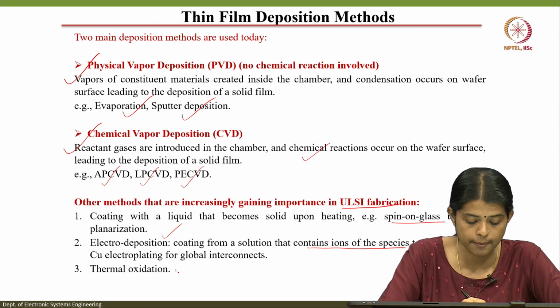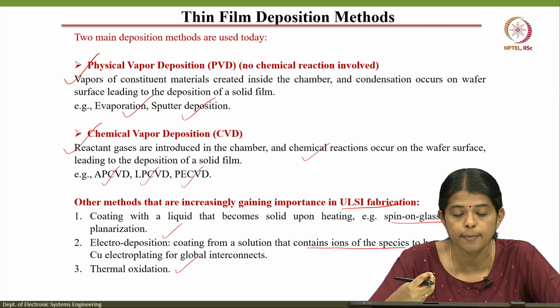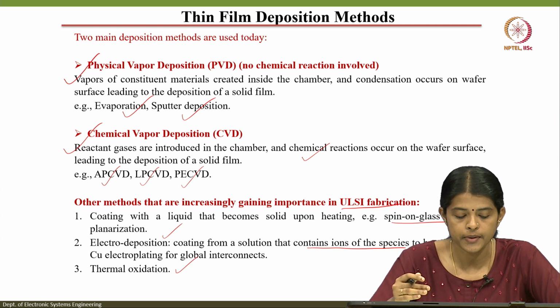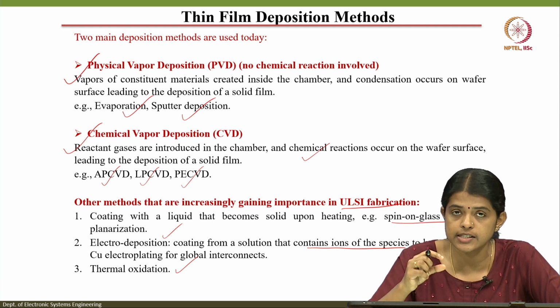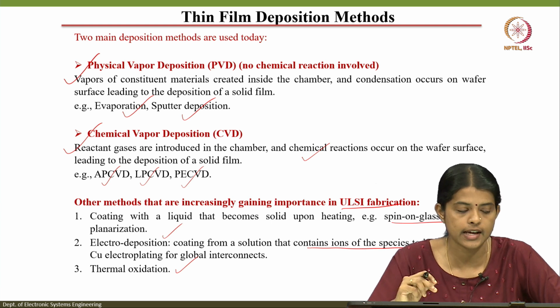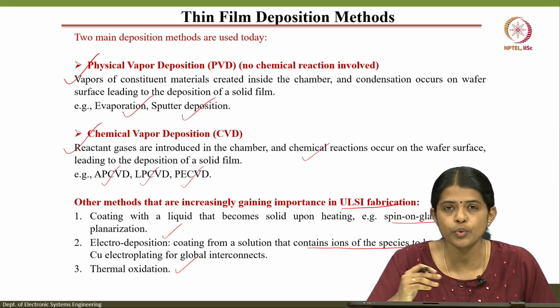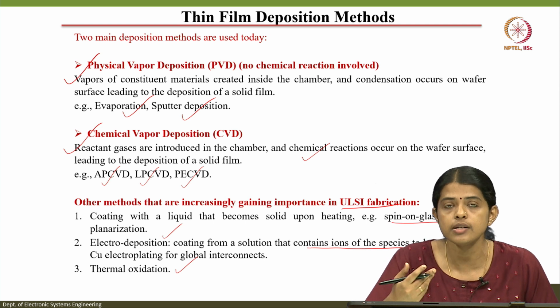Then we have learned about thermal oxidation as well. For example, if you are talking about silicon dioxide formation above a silicon wafer, we saw how a thermal oxidation reactor chamber looks like and how the process proceeds, consuming a certain amount of the substrate to realize a particular layer of silicon dioxide. So these are a few other techniques that are used for realization of a thin film above a substrate.